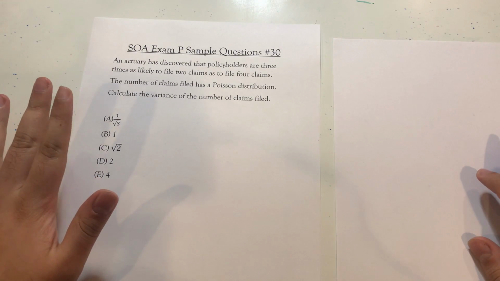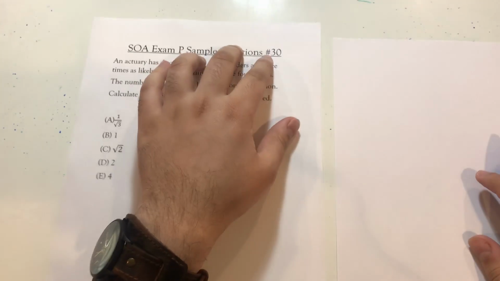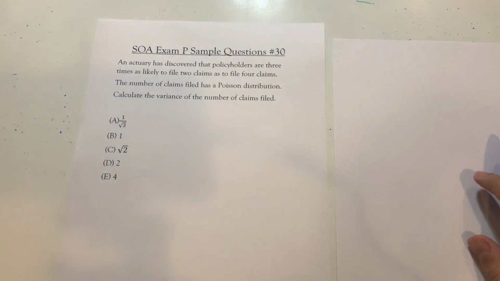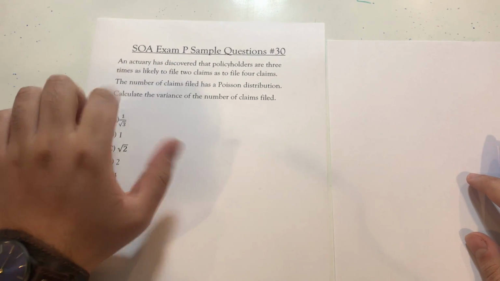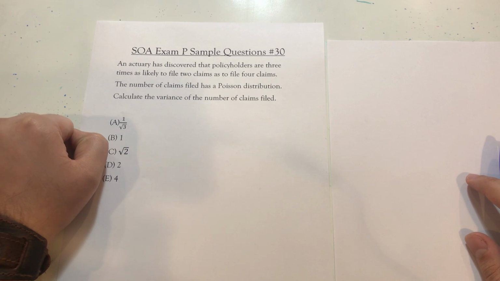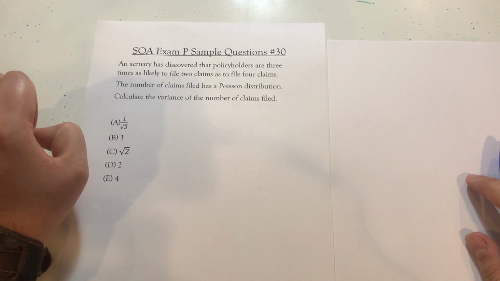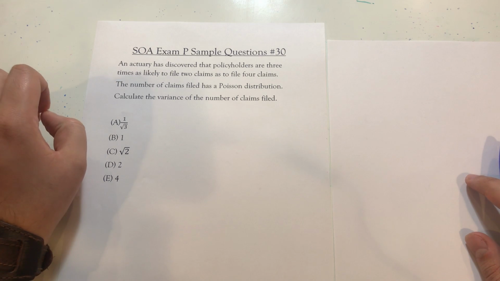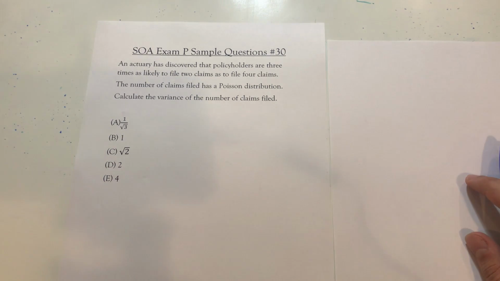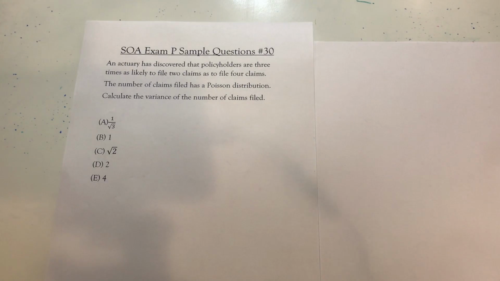All right, so in this video, we're going to go through sample question 30 from the Society of Actuaries Exam P list of sample questions. So the question reads, an actuary has discovered that policyholders are 3 times as likely to file 2 claims as to file 4 claims. The number of claims filed has a Poisson distribution. We need to calculate the variance of the number of claims filed.